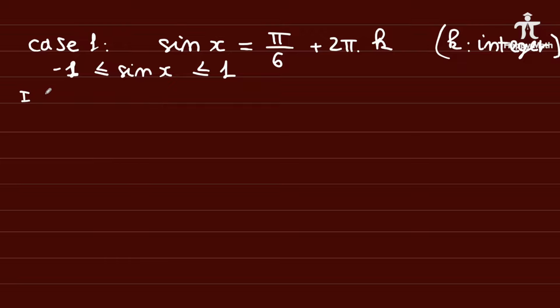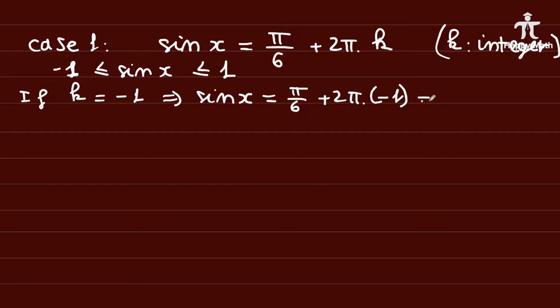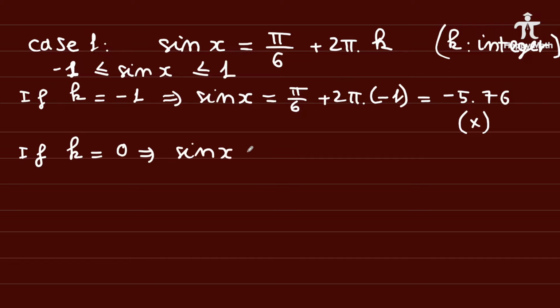And now I will try k equal to -1: what is the value for sin x in this case? Okay, let's substitute k equal to -1 here. You got pi over 6 plus 2 pi multiplied by -1, and this becomes about -5.76. So -5.76 is outside of this interval, so you cannot take this solution. The second thing I want to try is k equal to 0. So how about sin x equal to pi over 6 plus 2 times pi times 0 for the value of k?